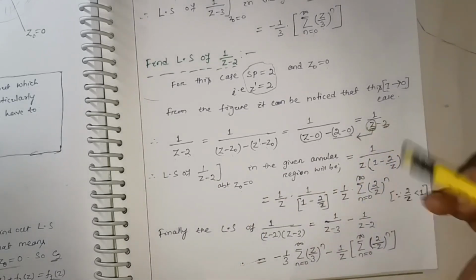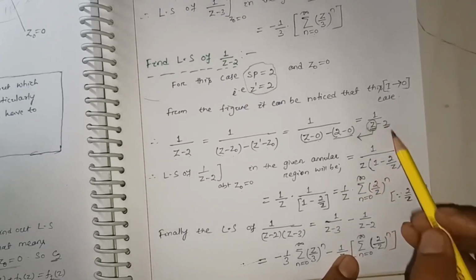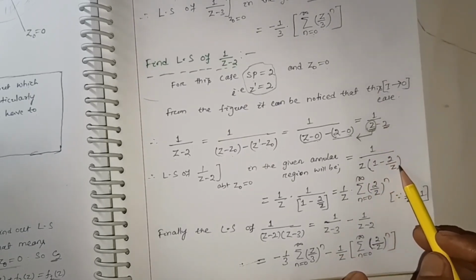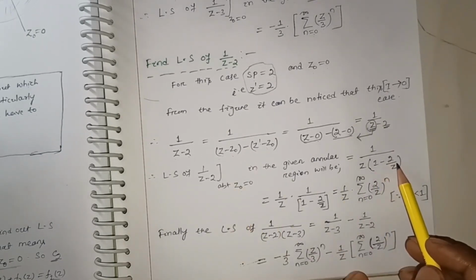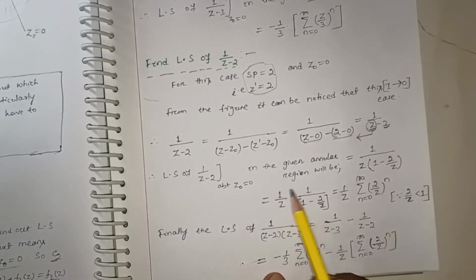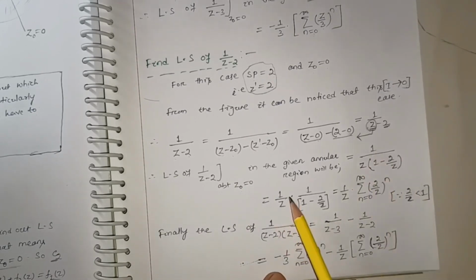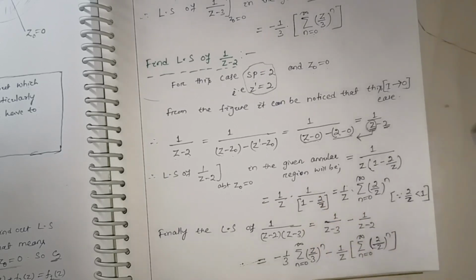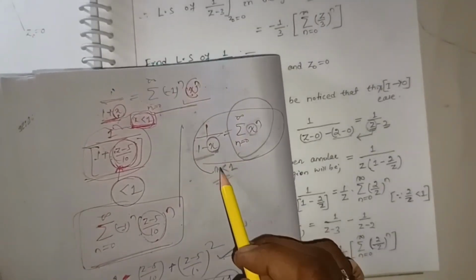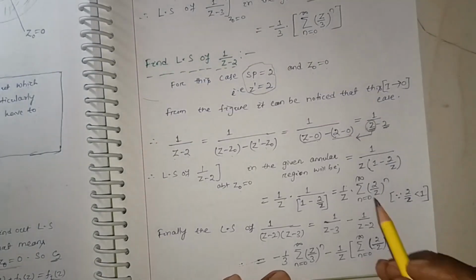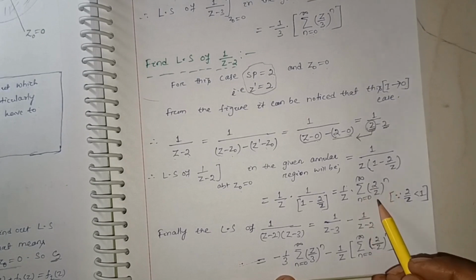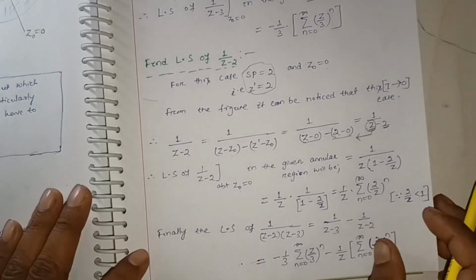So we find that z into 1 minus 2 by z. Here 2 by z, for this case, is always less than 1. So this will be 1 by z into 1 by 1 minus 2 by z. As 2 by z is always less than 1, 1 by 1 minus x has been written in this format: if x is less than 1, we write it this way. Instead of x, here it is 2 by z. So we write summation over n equal to 0 to infinity of 2 by z to the power n. And here 2 by z is always less than 1. If you want, you can check it yourself.